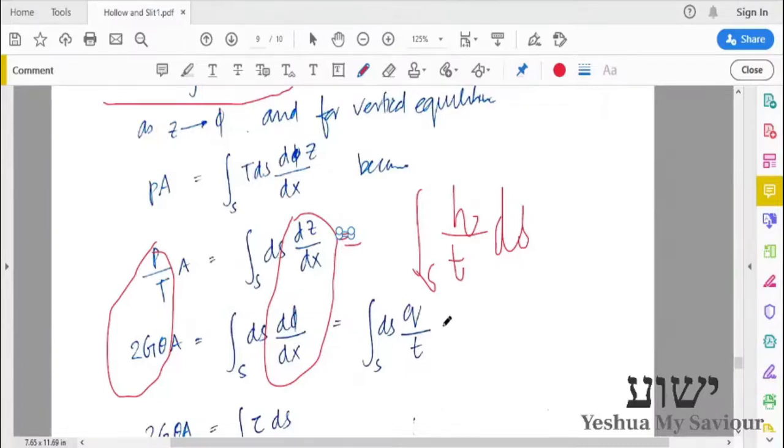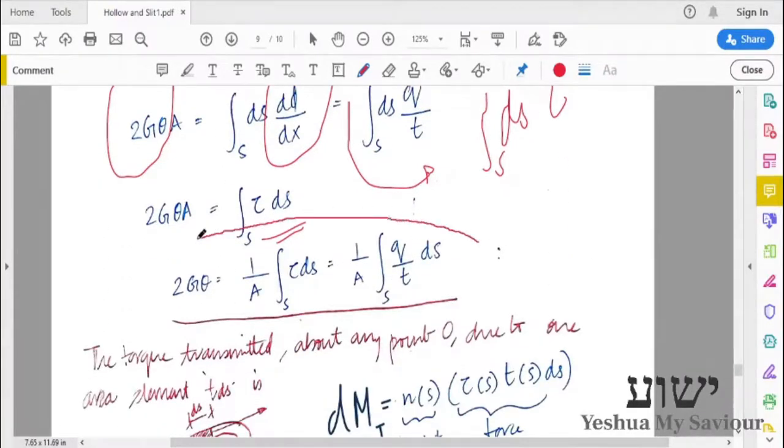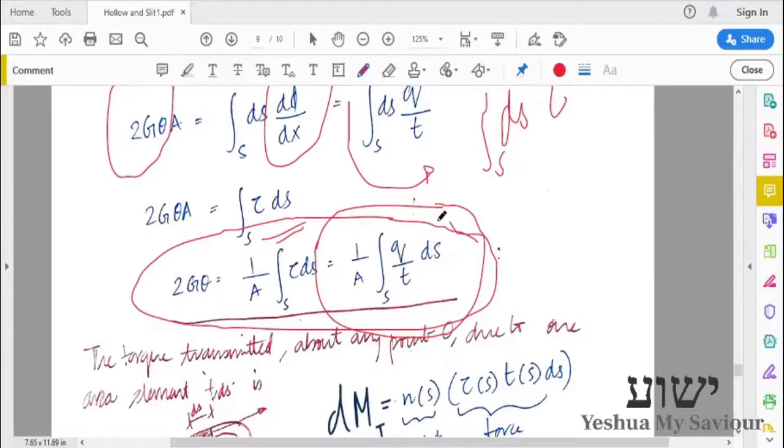If I insert a step here, let's see, the area ds tau. So tau is equal to q by t. This is very important because this is the generalized equation. If the thickness varies with respect to the periphery, if we go around the cross section, and the thickness is varying with respect to the cross section, this term becomes very important.